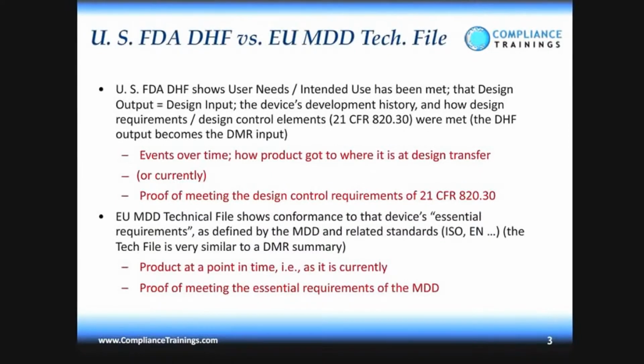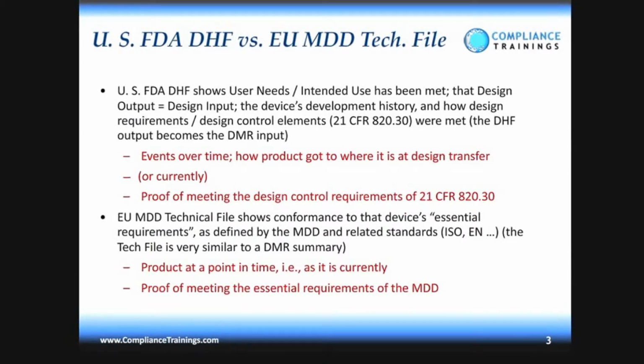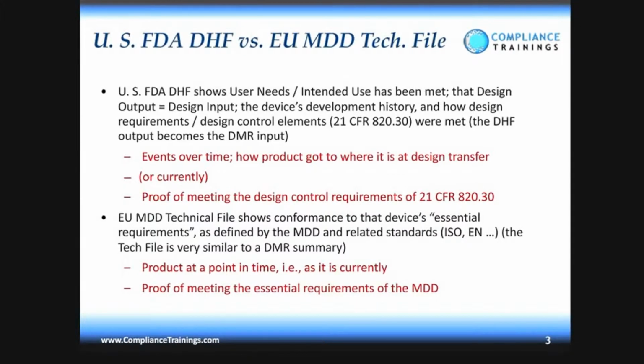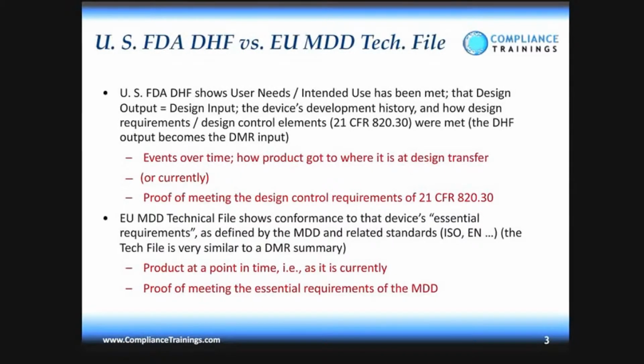Now, we're talking about the design history file versus the technical file/design dossier. Right now there are key differences between them. Although both of them describe the product, the design history file describes the process of developing the product, leading to the resulting product that has now been design transferred to production and is now reaching the marketplace.